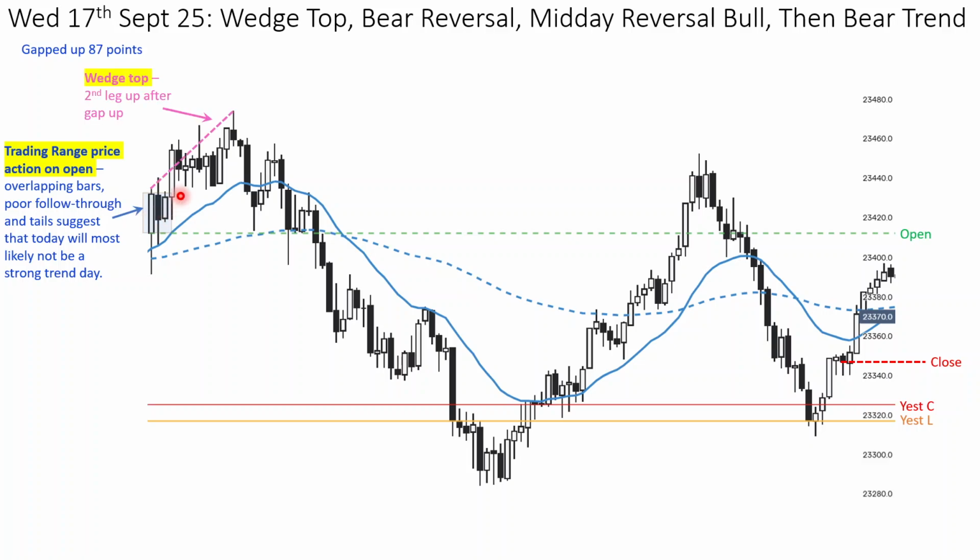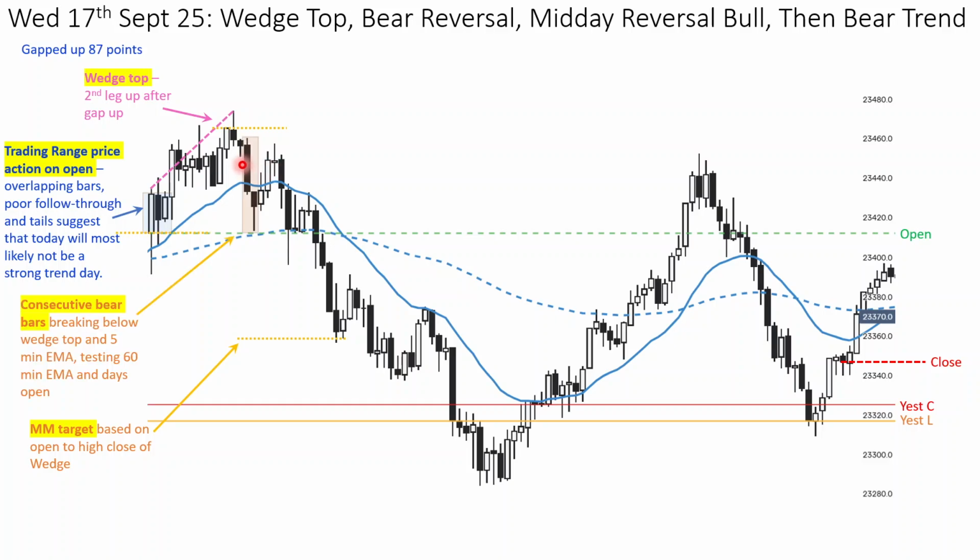After that, the market did break upwards and formed a wedge top, from which we can generate a measured move target to the downside, which obviously we hit later on. This was then followed by consecutive bear bars breaking out below the wedge top and the 5-minute EMA, testing towards the open of the day.